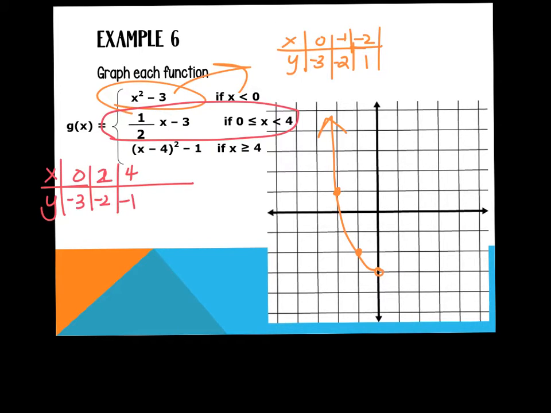So now these points went 0, -3. This time it's a solid dot because it's "or equal to." 2, -2, 4, -1. Oh wait, I did that one. And that one's an open dot.